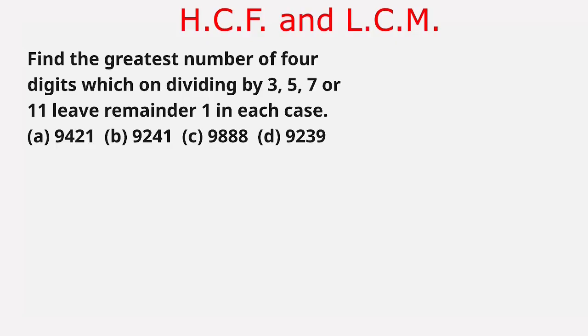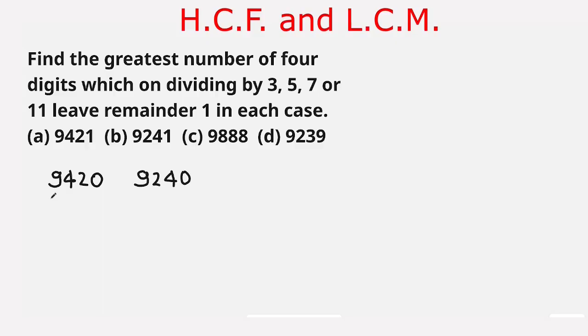So option D cannot be our answer. Our answer must be from option A and B. Now how to reach the correct answer? We subtract 1 from these numbers, option A becomes 9420 and option B becomes 9240.